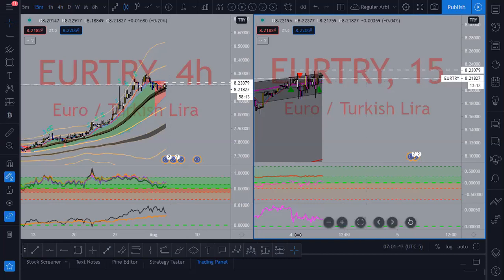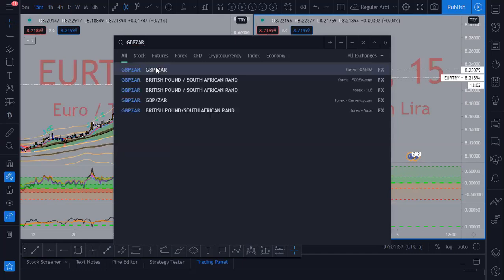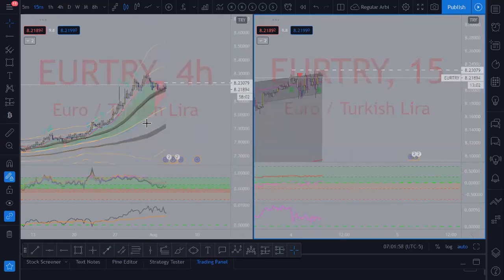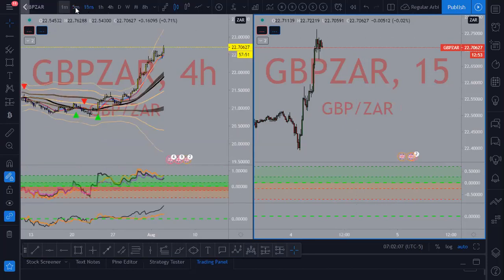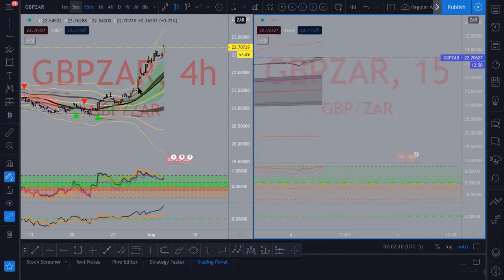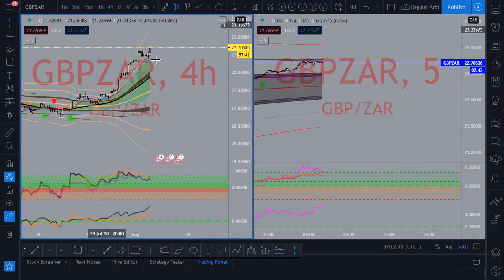I'm gonna look at GBPZAR. No, I'm not gonna look at GBPZAR. Well, just look at it quickly. I'm pretty sure it looks just the same as all the other ZAR pairs. Yeah, extremely bullish. Let me change this to the 5 minute time frame. All right. Yeah, this is extremely bullish on the daily time frame.